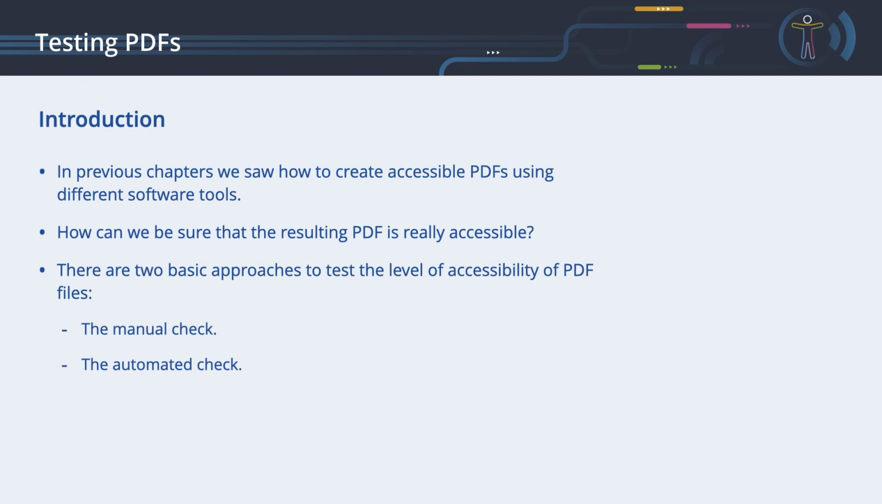Following the manual approach, we can use a screen reader and read the document like a person with visual disabilities would. For this, we need to learn what a screen reader is and how it works. For more information, watch the chapter dedicated to screen readers. When following the automated approach, we can use software tools that analyze the document by testing different accessibility criteria for us. Both approaches have their advantages and disadvantages.